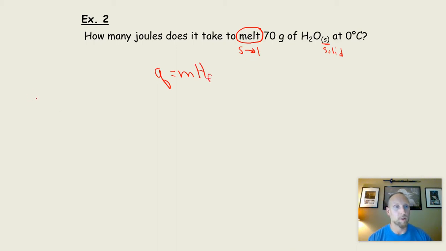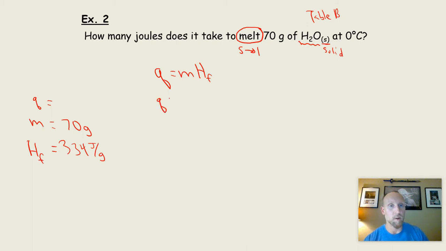So let's list our variables: Q, m, and H sub f. That's one variable, heat of fusion. So what do we know? Well, we know we have 70 grams of substance. And because it's water, H2O, we can use Table B. We look on Table B and we see the heat of fusion for water is 334 joules per gram, right off of Table B on your reference tables.